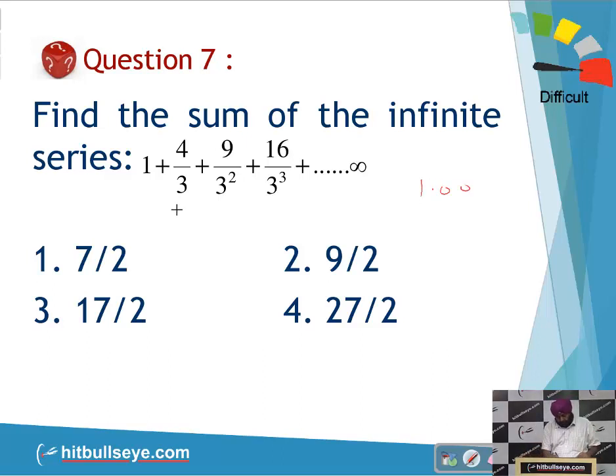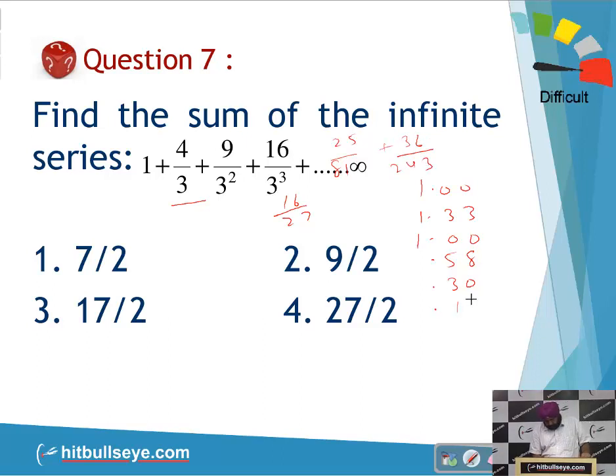Let's start. 1, 4 by 3 is 1.33. 9 by 3 square is 1. 16 by 27 is 0.58. Next is 25 by 81, 3 raised to power 4, it will be 0.30. Next it will be 6 square, 36 upon 243, it will be 0.15 nearing. Next will be 49 upon 729, it will be 0.07. Next will be 64 upon 6561, around 0.01.